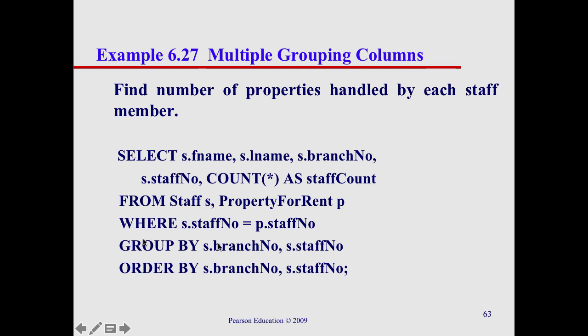Okay. Now you'll see that in the group by, there's nothing that refers to the property number, yet what this count is actually counting is the number of property for rent tuples for each staff member, because when you're done with this join, for each property that the staff member manages, there's going to be 1 tuple in the result for that staff member. So then when we group by the staff number, it collects all the properties managed by the staff number into one group, and then it counts them.